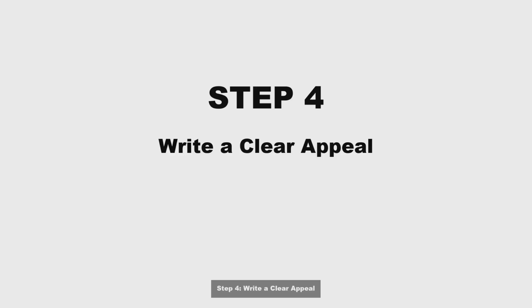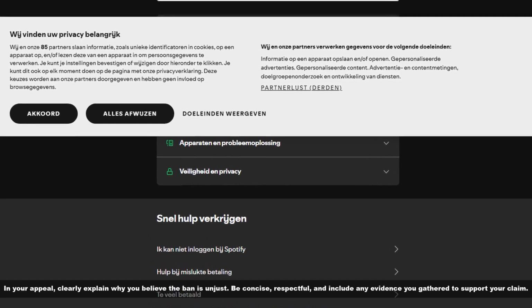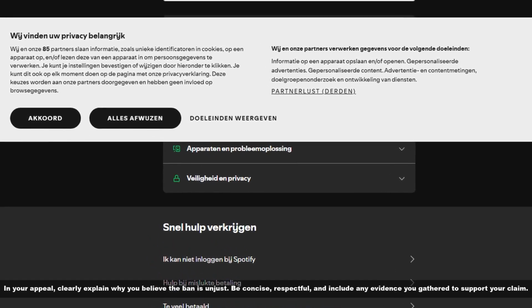Step 4. Write a clear appeal. In your appeal, clearly explain why you believe the ban is unjust. Be concise, respectful, and include any evidence you gathered to support your claim.